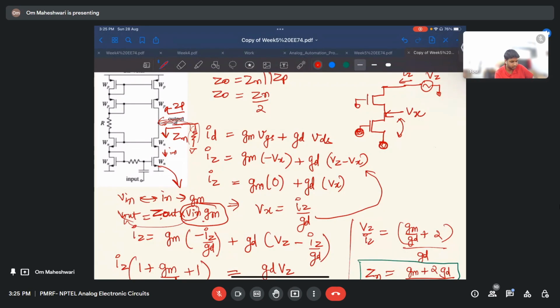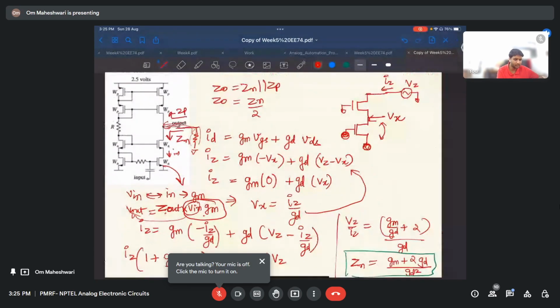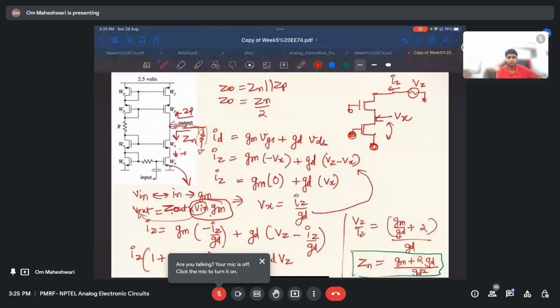It is very rough. I've told it very roughly, but if you practically solve it through the equations, you will get a similar result.